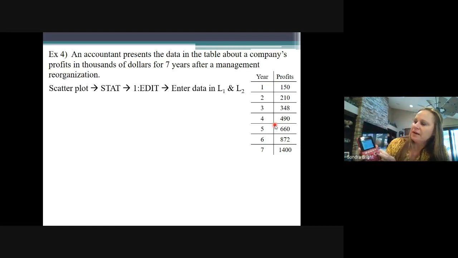Do the same thing for L2. I'll arrow to the right, arrow up, and hit clear. It doesn't do it until you arrow down, and then it has cleared out both of my columns. So that's the quick way.